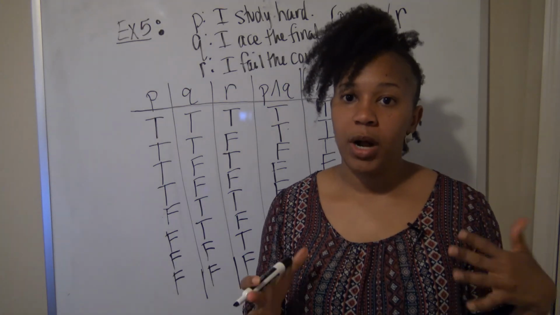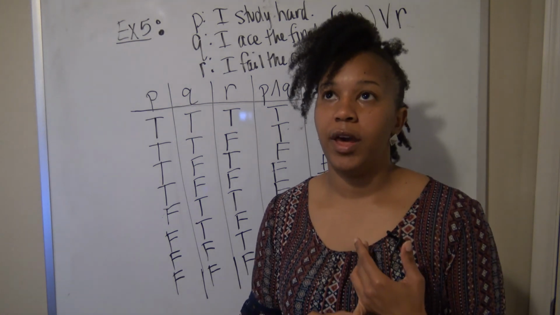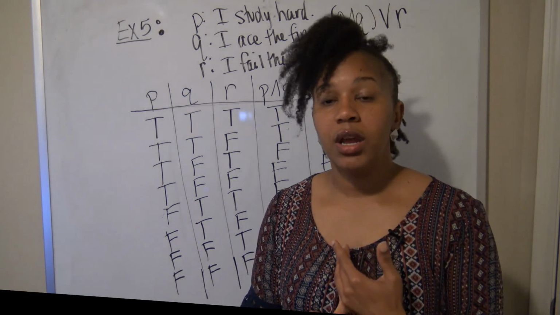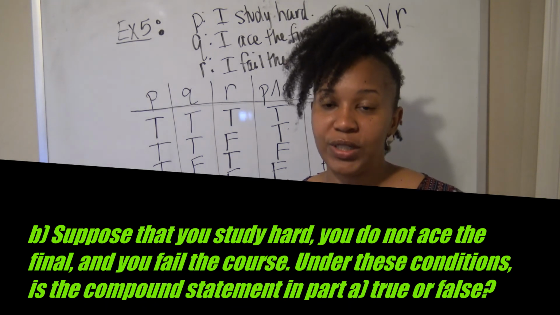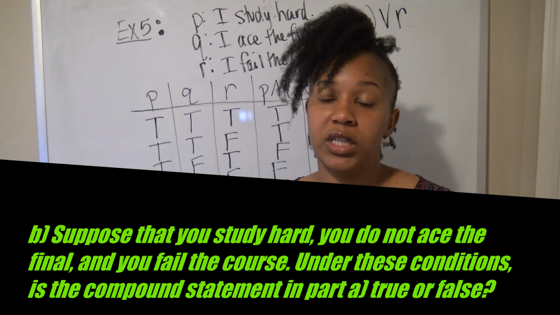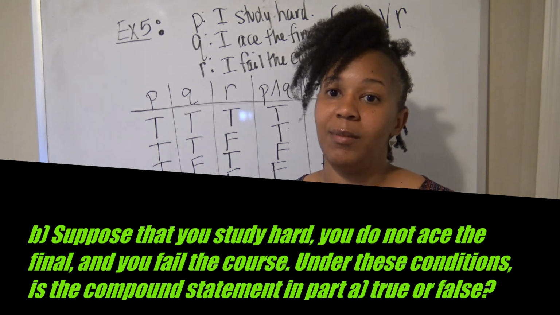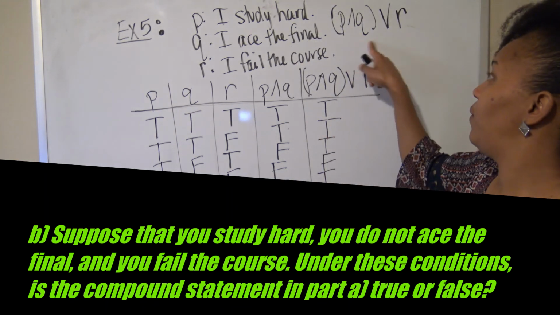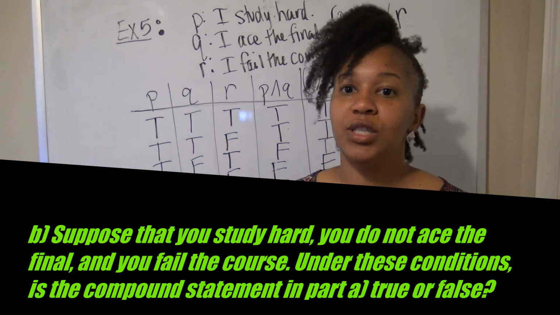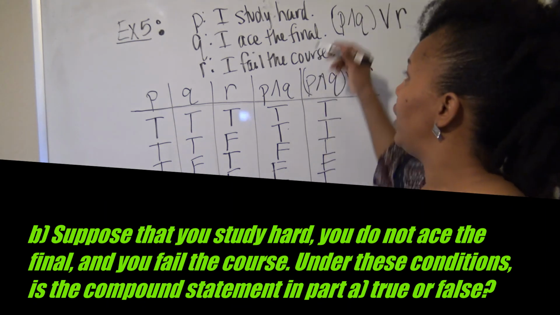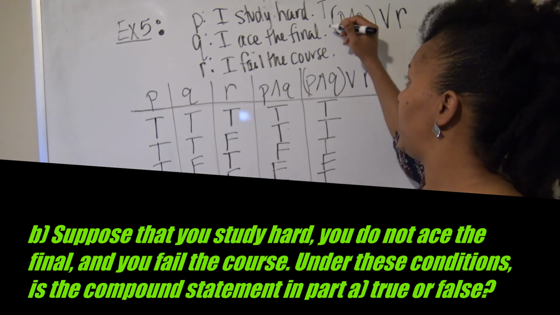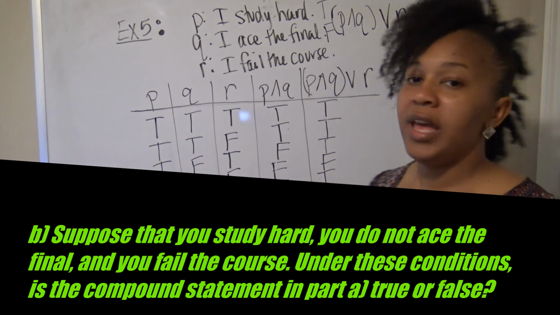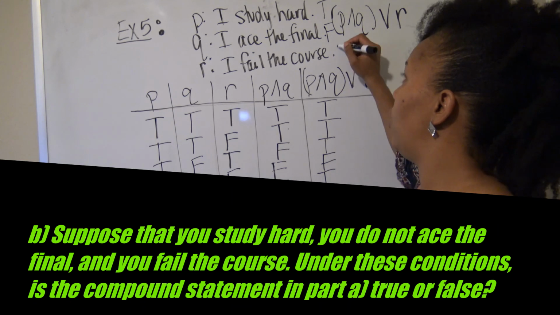Okay, there's a second part to this problem. So consider the case that you study hard, you do not ace the final, and you fail the course. And we want to know, under those conditions, will that compound statement, the one that we're looking for, be true or false? So you study hard, so in that case P is true. You do not ace the final, so in that case Q is false. And you fail the course. So in that case, R is true.